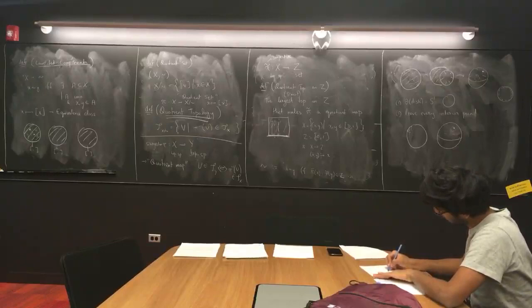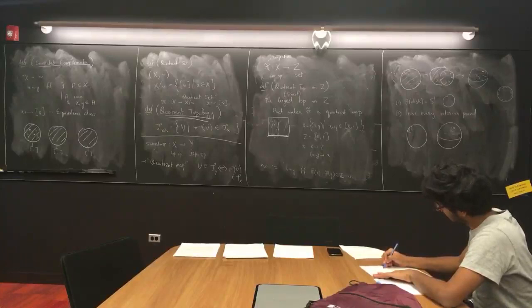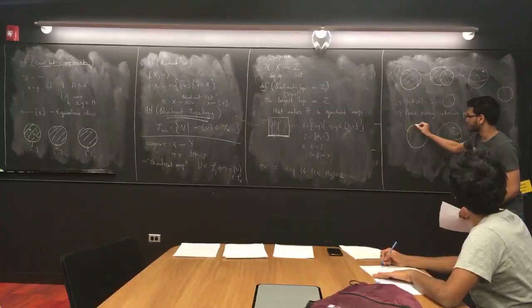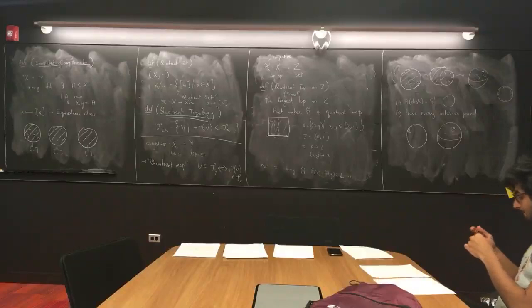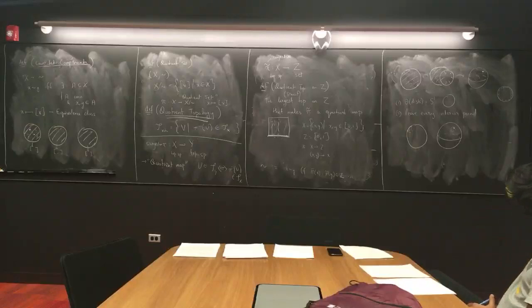Question: the original disk is closed, and then that thing is open? No, so this part of the boundary is included, because this is an open set. That was the problem. But everything that doesn't contain the points that you contracted, those are all open sets. So then open sets still map to open sets, don't they? In your original thing, you still know it's not an open set. No, but this is an open set in the subspace topology on the disk.